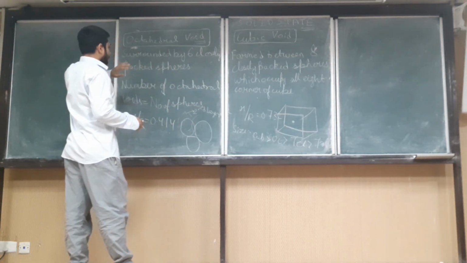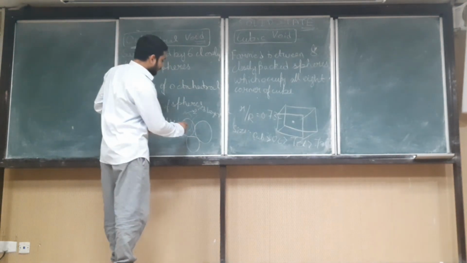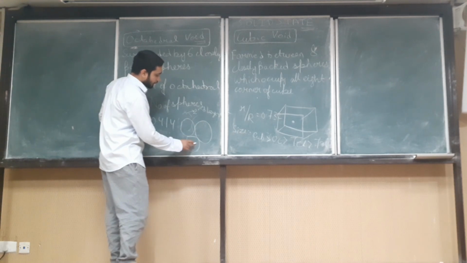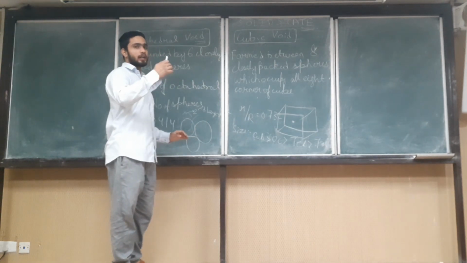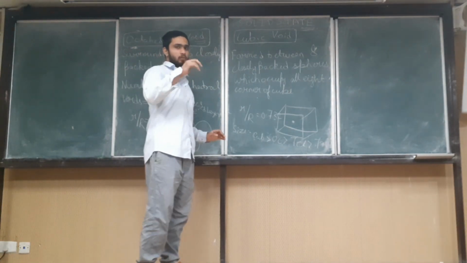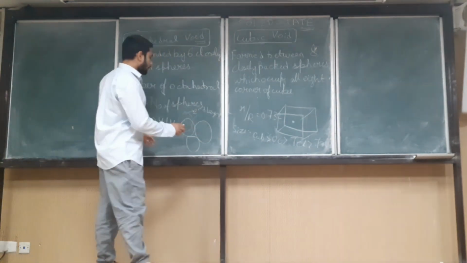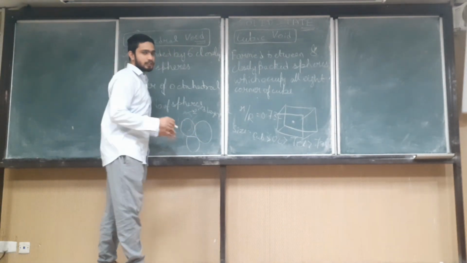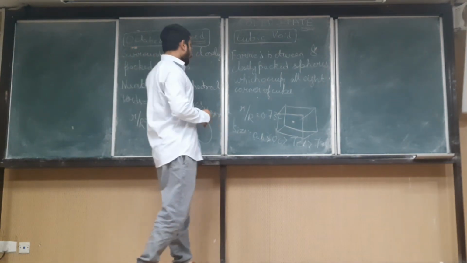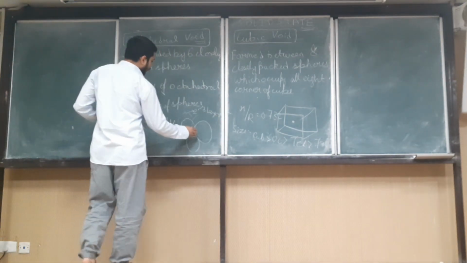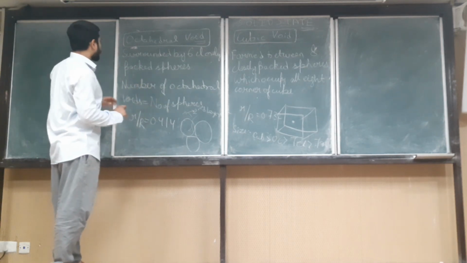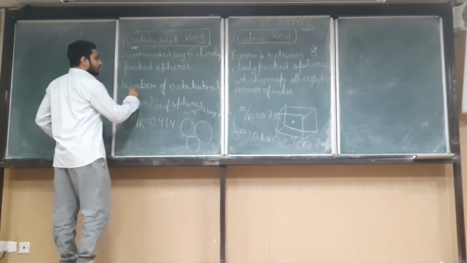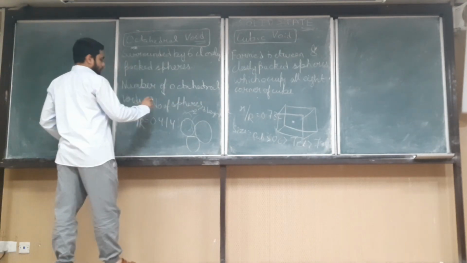voids are formed. Suppose that there is a layer of 3 spheres connected like this, and one more layer above it, in which 3 more spheres are there, and the void formed between these 2 layers is called an octahedral void. In the tetrahedral void only one sphere was there. In this, 3 spheres up and 3 spheres down. And the number of octahedral voids and the number of spheres are equal.